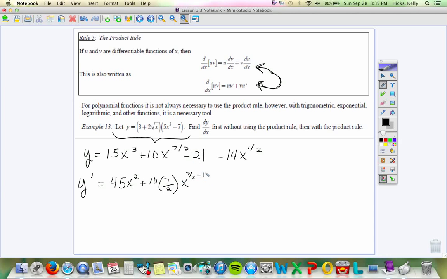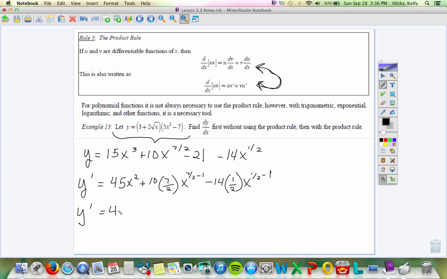I'm going to clean all this up in a minute. Minus 21. The derivative of that is 0. The derivative of any constant is 0. So that goes away. And then the 14x times x to the 1/2 power, the derivative of that would be negative 14. Bring the exponent down, and then your new exponent is 1/2 minus 1.